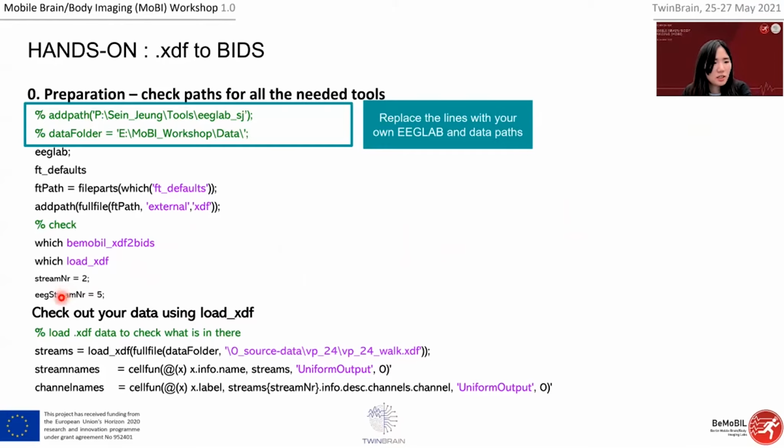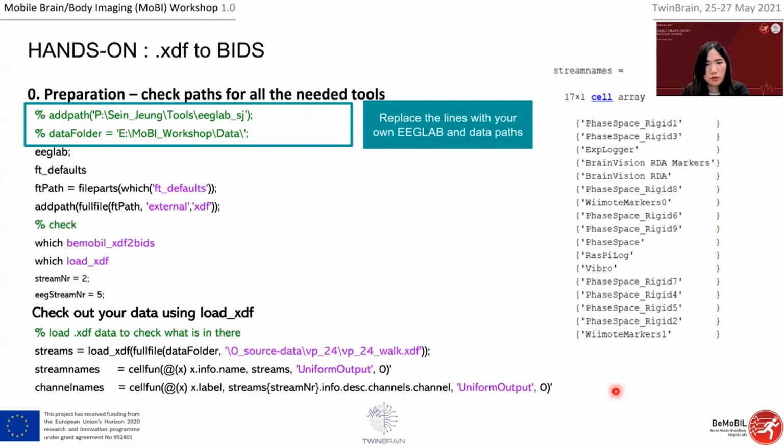So no stress. Then you designate the index of the stream you want to look at, and the index of the EEG stream you want to look at. You cannot know this in advance, but I already know what was in there, so this is just for visualization. Execute these two lines as well. Then using the load XDF function, you try opening this file, the vp24 walk.xdf. Once streams is in your workspace, you should be able to execute these two lines to see what streams are in there.